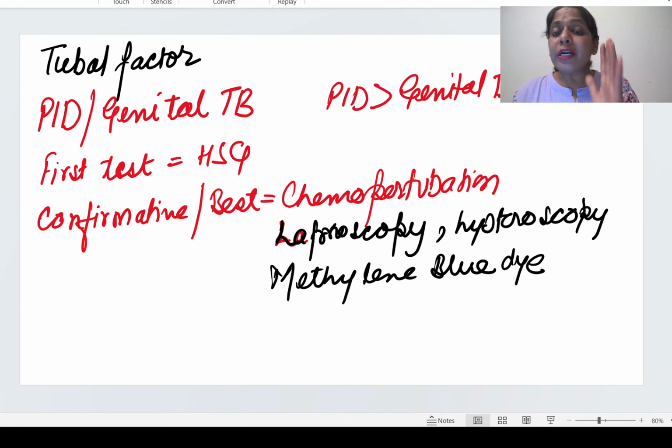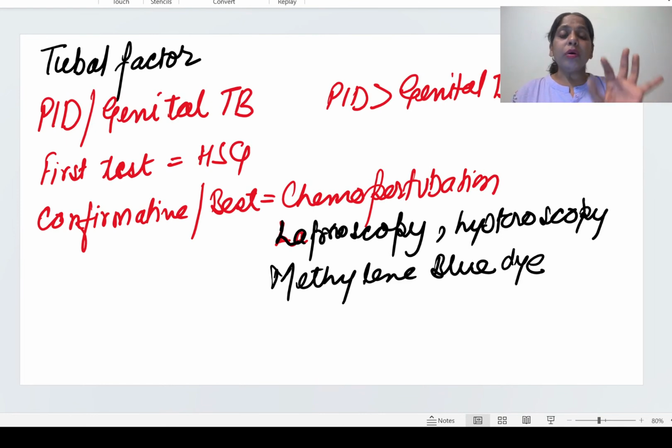Okay, right. The first test which we do to diagnose tubal blockage is the HSG. Because HSG is cost effective, because HSG is done without anesthesia. We do not have to give anesthesia to the patient. We do not have to call the patient next day. And HSG is not a costly procedure and not so invasive as compared to laparoscopic chemopertubation. Okay, but the best test is chemopertubation. We will discuss both these tests. The best test is chemopertubation.